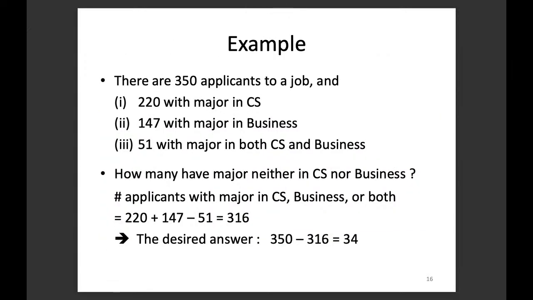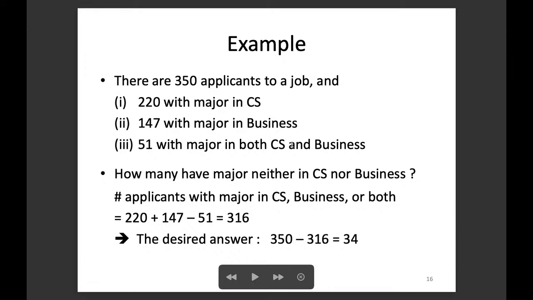As an example, let's say there are 350 applicants for a job, and we know that out of these applicants, 220 of them have a major in CS, and 147 of them have a major in business. Here it is rather strange. You have 220 in CS, 147 in business. If you add these two together, it is already more than 350. The reason here is that major doesn't mean a single major. There are students with a double major in both CS and business. There are 51 of them with a double major in CS and business.